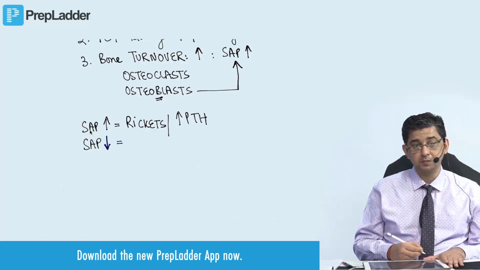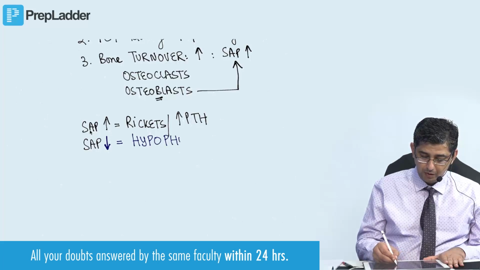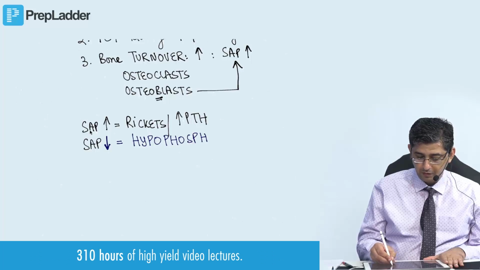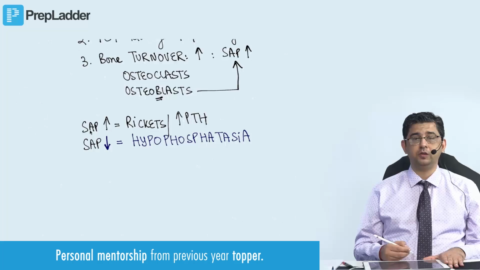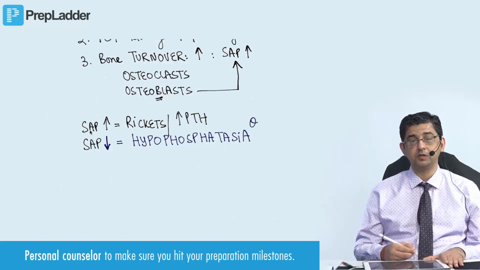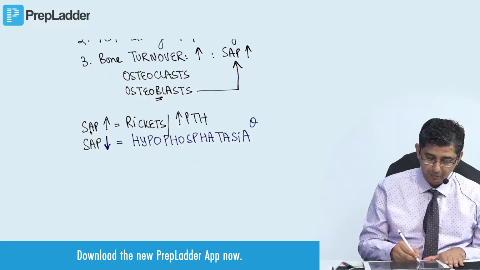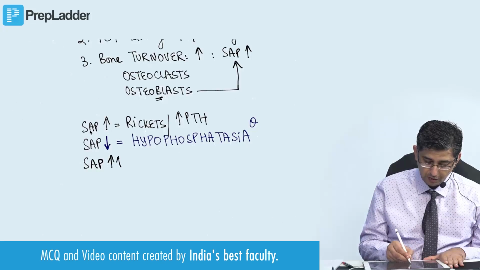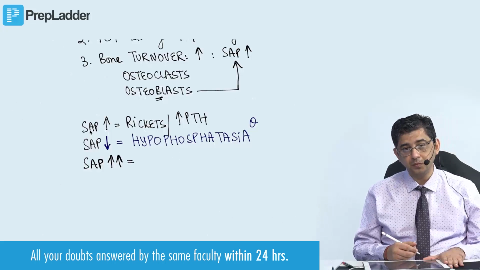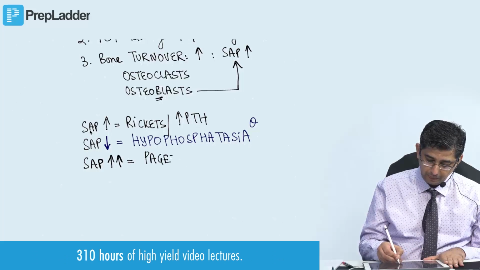Serum alkaline phosphatase becomes lesser, not in hypoparathyroidism. Do not fall for that trap. The examiner will emphasize hypoparathyroidism in the options, but it is not to be marked as hypoparathyroidism. This is to be answered as hypophosphatasia. So for a decrease in serum alkaline phosphatase in a patient, remember the answer is to be given as hypophosphatasia and not as hypoparathyroidism. Disproportionate rise of SAP is seen in Paget's disease.